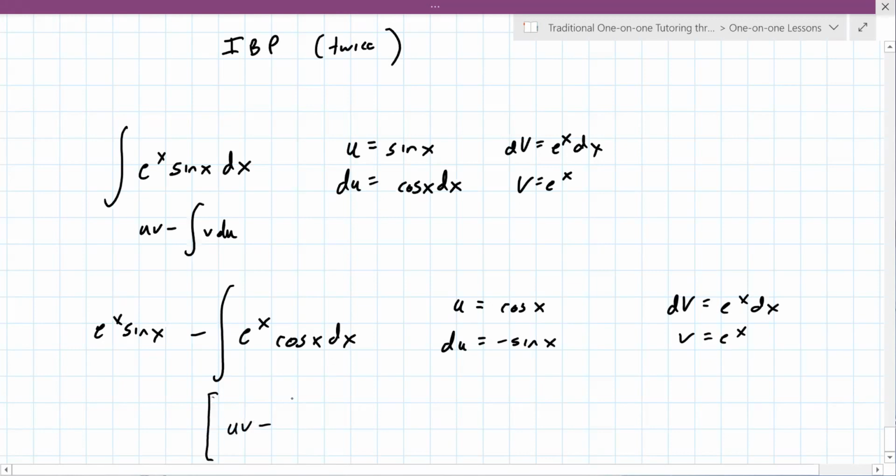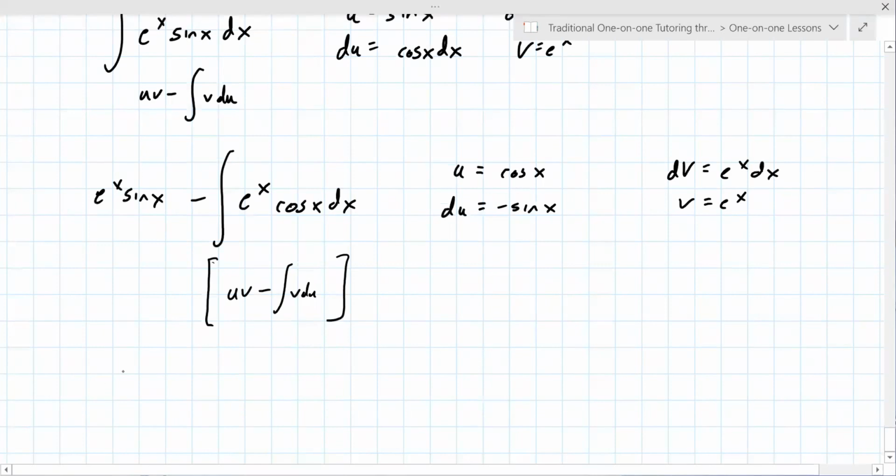Again, the uv minus integral v du is in brackets, so you're going to have to distribute your minus sign. So it's minus uv, so it's minus cosine x e to the x. I'll put the e to the x out front. This negative goes with the next negative, so it's plus integral v du, but there's a negative there, so it becomes minus right there.